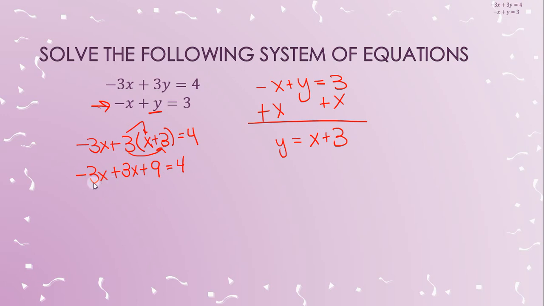So then I look here, and I have negative 3x and a positive 3x. Negative 3 plus 3, well, that's just 0. So let's cancel those two out. And I'm going to be left with 9 equals 4. Now, I have a question. Does 9 ever equal 4? No, that doesn't make sense, right? This doesn't work.